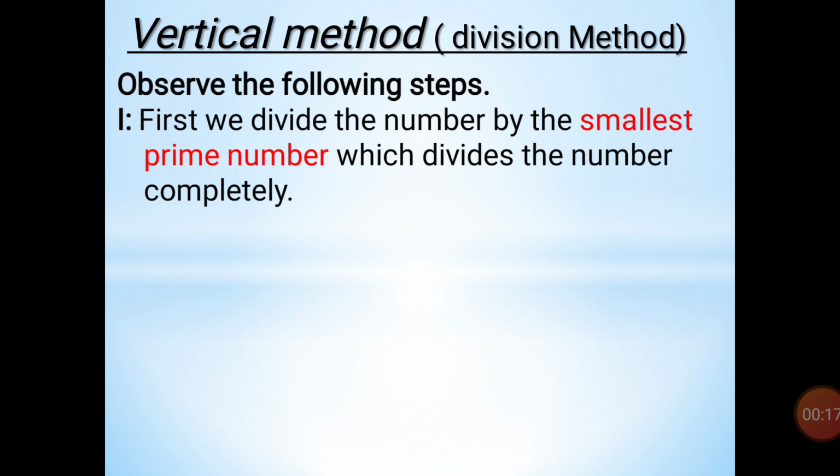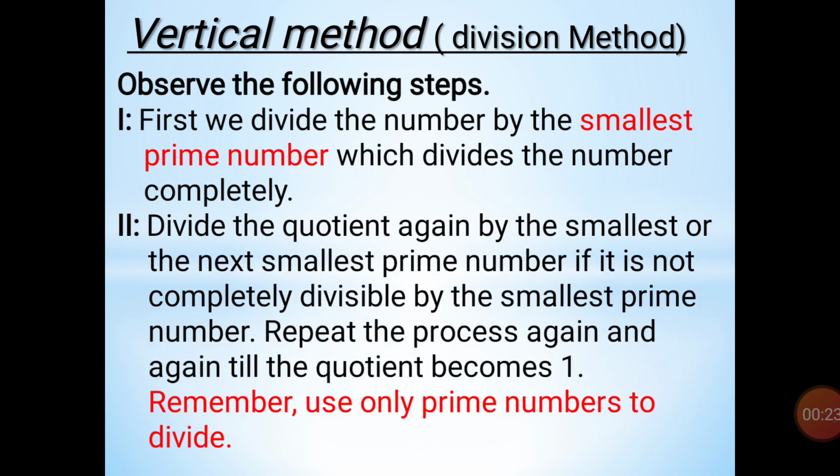First, we divide the number by the smallest prime number, which divides the number completely. Step number 2. Divide the quotient again by the smallest prime number. If the division is incomplete, then choose the next smallest prime number. Repeat the procedure again and again till the quotient becomes 1. Remember, use only prime numbers to divide.